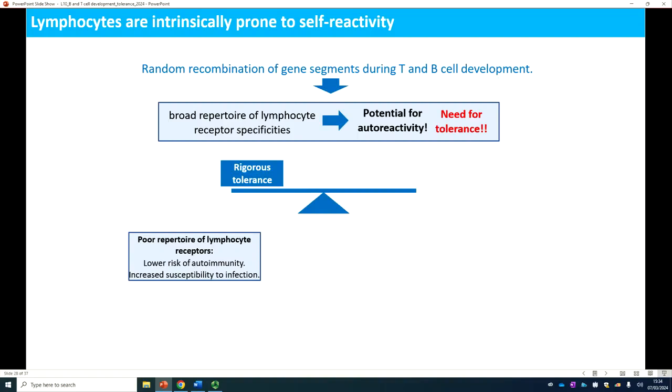We get a lower risk of autoimmunity, so that's great, but it does increase our susceptibility to infection because we have a poorer repertoire of lymphocyte receptors. On the other hand, we can have a more permissive tolerance.